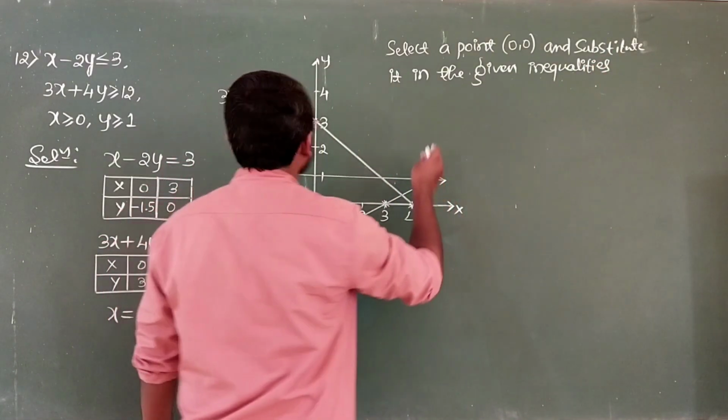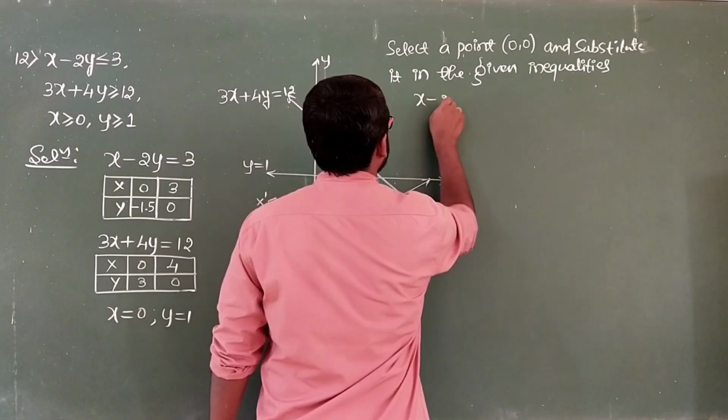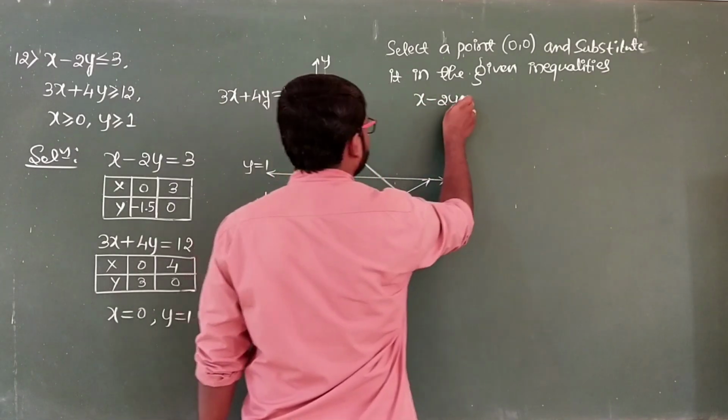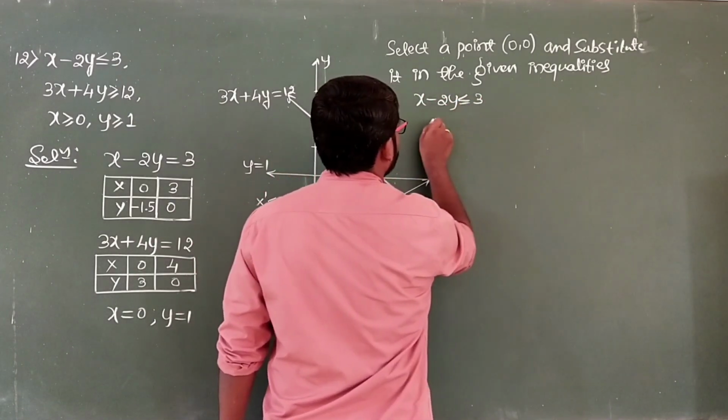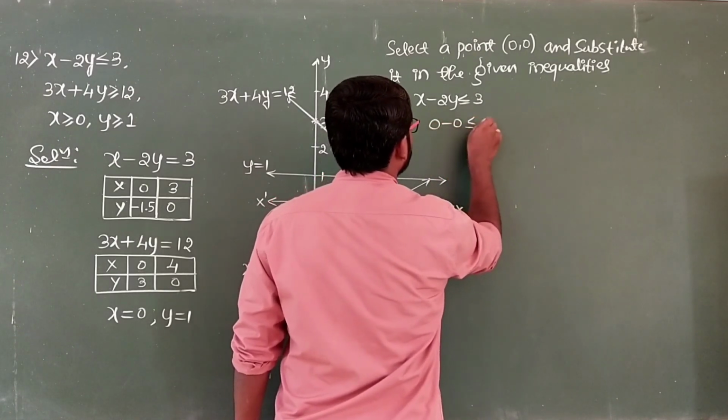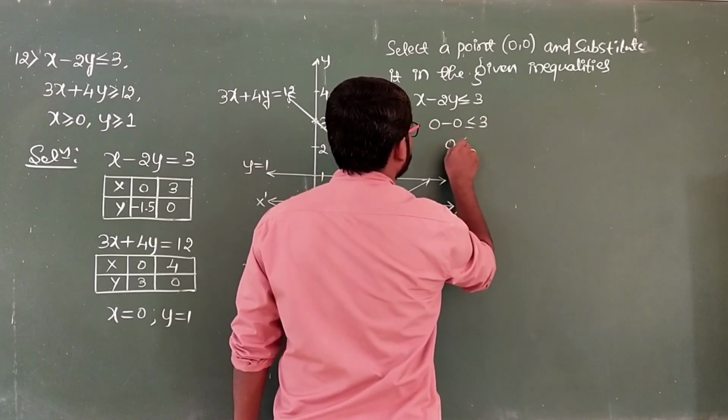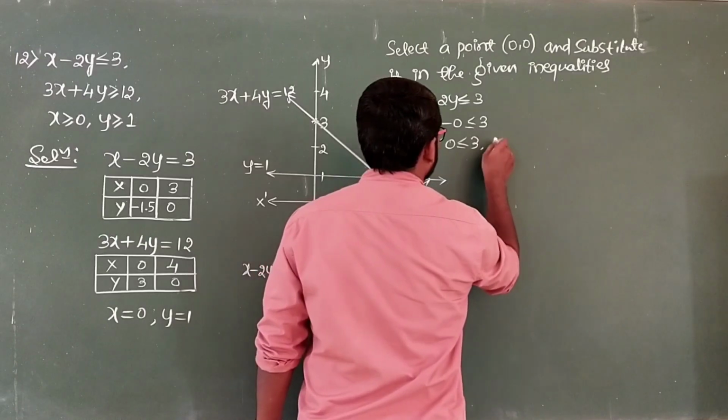So consider the inequalities now. x minus 2y less than or equal to 3. That means 0 minus 0 less than or equal to 3. So 0 less than or equal to 3, which is true.